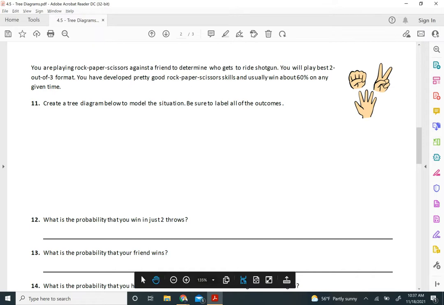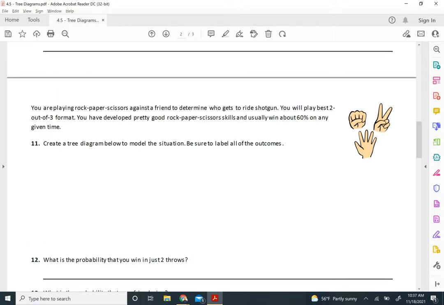All right, guys. So, if you did not get to this part in your class the other day, you can kind of skip ahead into the video. Some classes, or maybe one class, didn't get to this part. This is in 4.5 for the tree diagrams. Question number 11 on page 2.